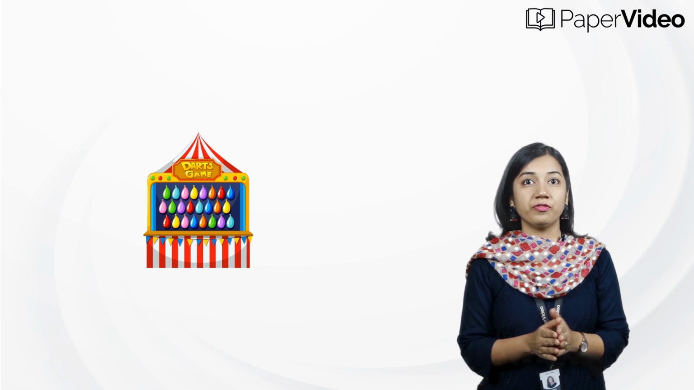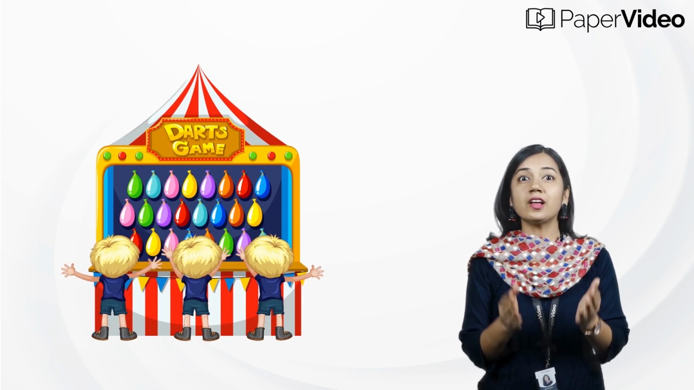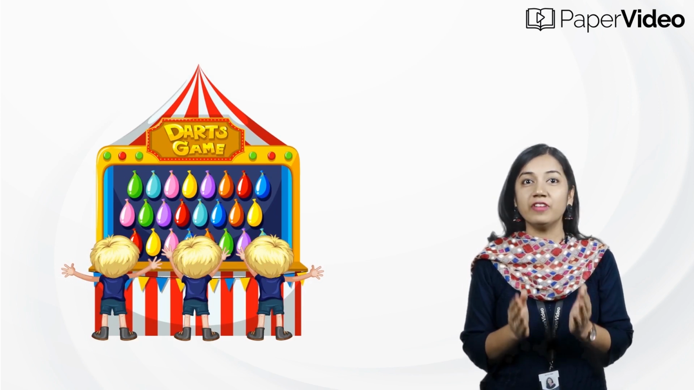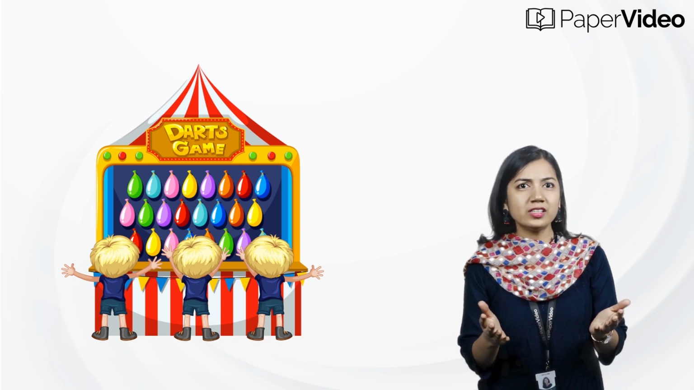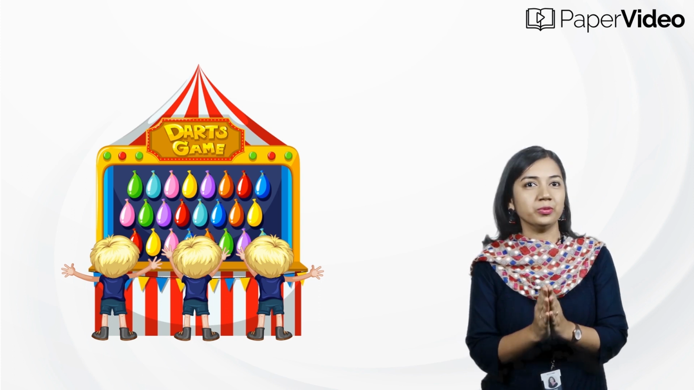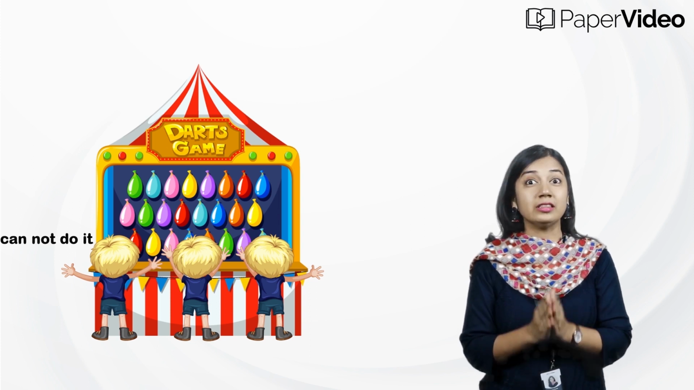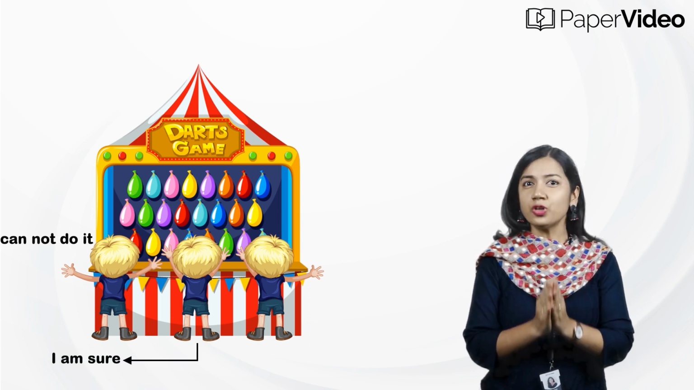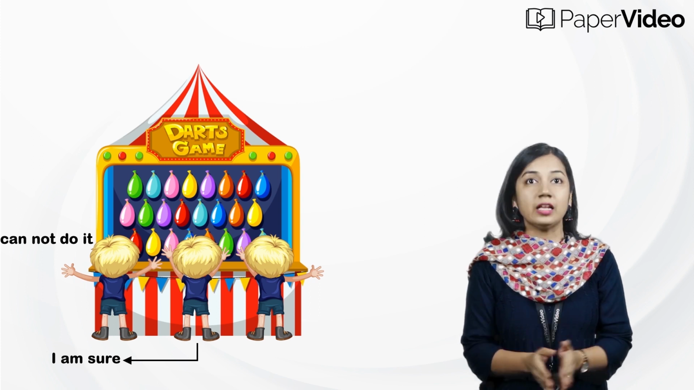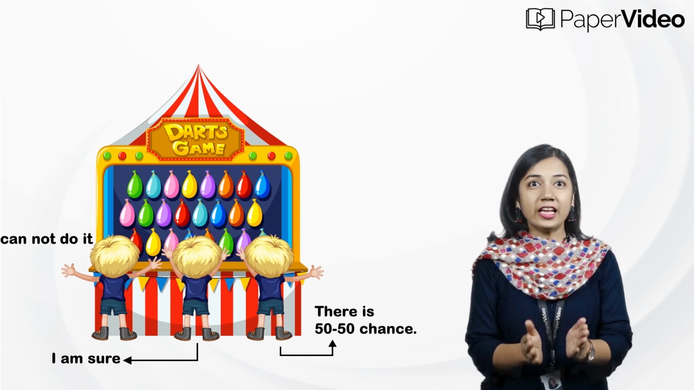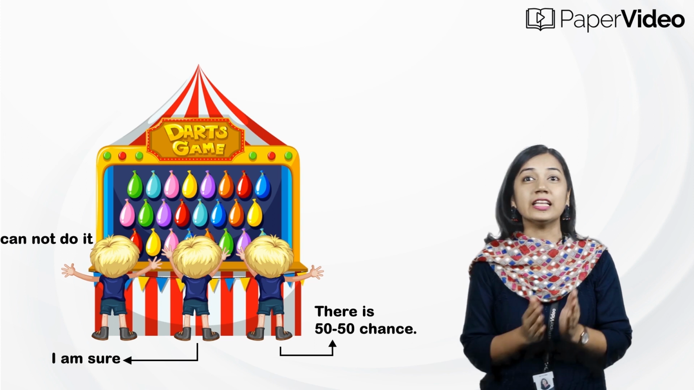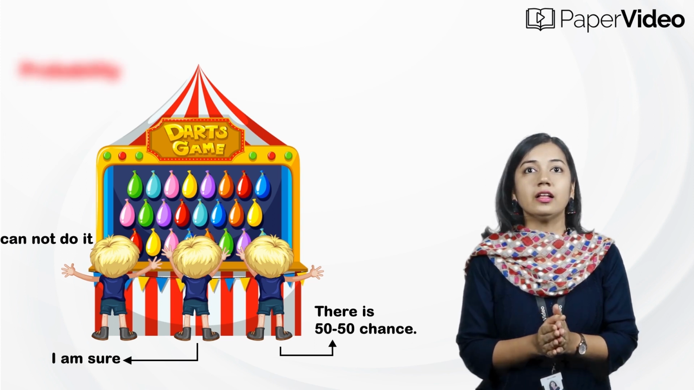In our daily life, we face various situations where we are uncertain about the outcomes. For example, 3 boys are trying to hit a balloon with a dart. What are the chances of them hitting the balloon? The first boy says he cannot hit a balloon. The second boy says he is sure he can hit a balloon. The third boy says there is a 50-50 chance that he hit a balloon.